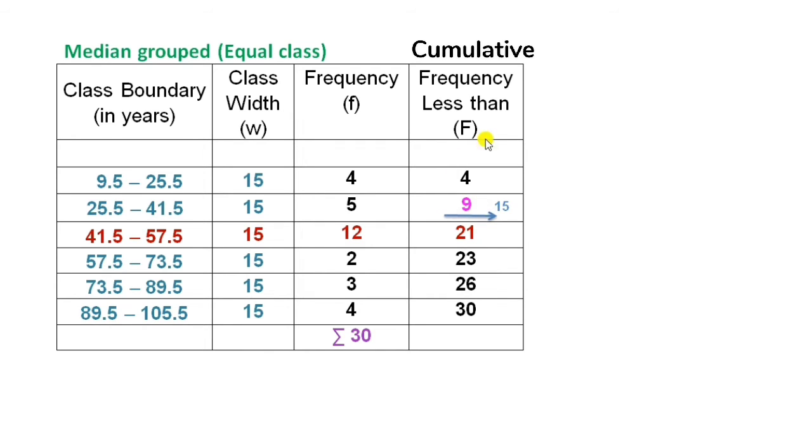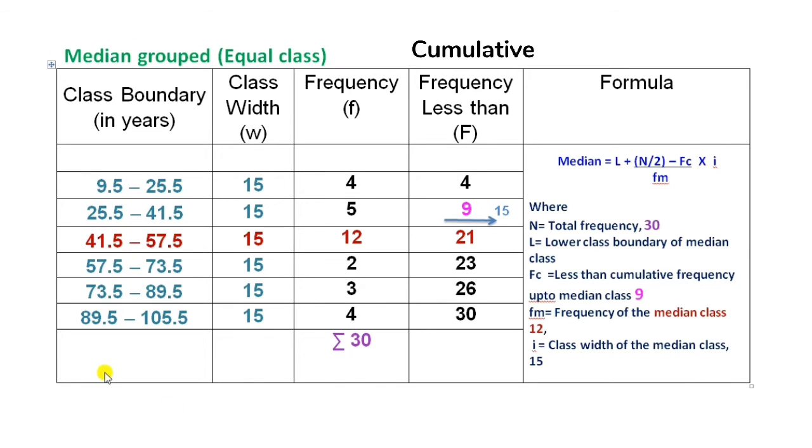Now let us locate the median class. Once that you have located the number 15 in the cumulative frequency column less than type, you see after the cumulative frequency 9 is the value 21. So this value 21 and all the values corresponding to this value is your median class, which means this entire line which has been highlighted by the brown color is your median class.